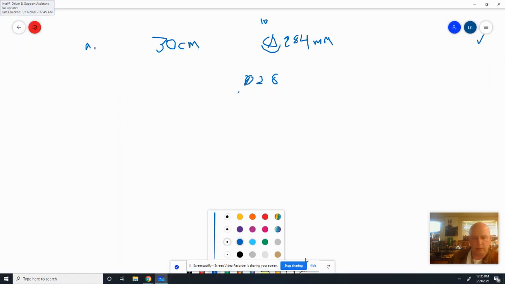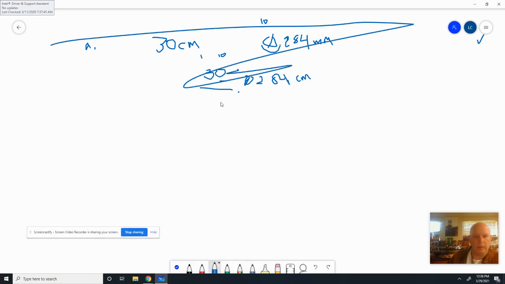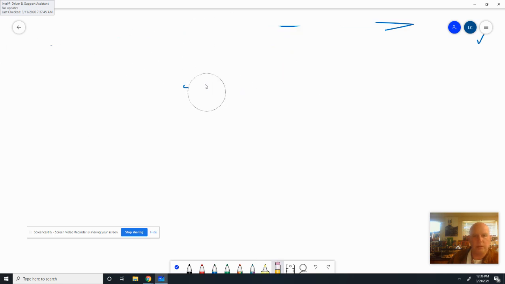Let's get rid of this real quick. Oops, it's not the eraser. We use 30.92 millimeters, and we want to know how big that is in centimeters. So I take 30.92 millimeters, and I want to know how many centimeters that is.